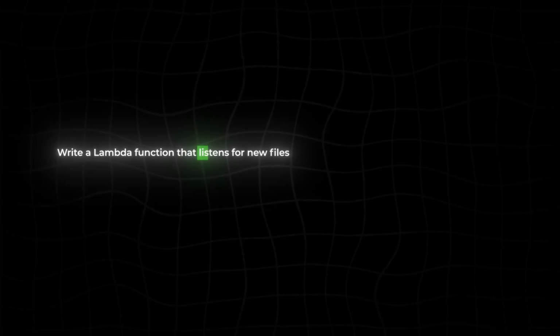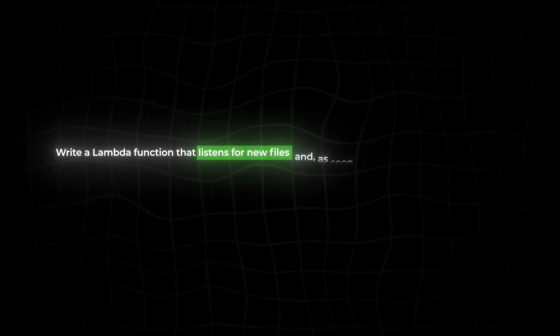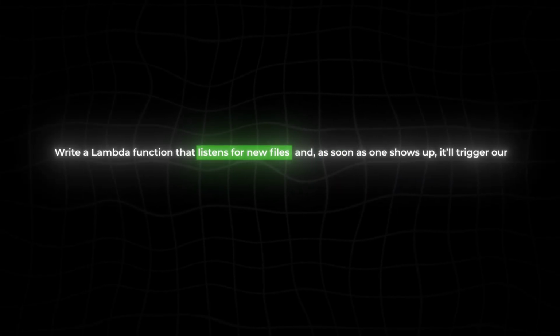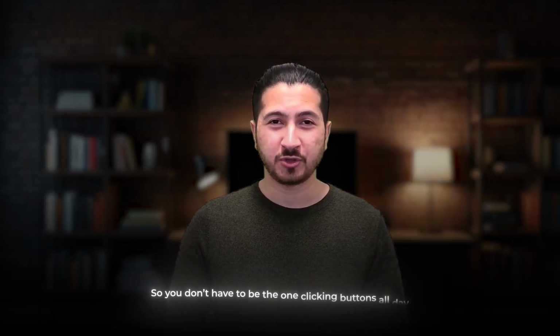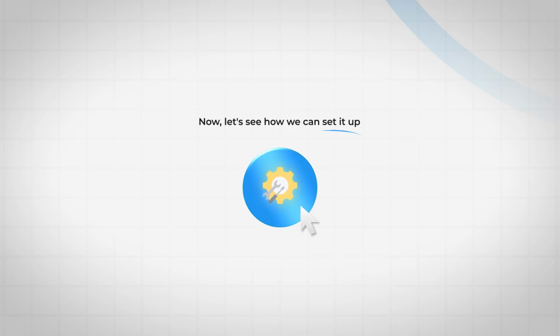So what we're planning to do in this video is to write a Lambda function that listens for new files, and as soon as one shows up, it'll trigger our Glue ETL job to process it. This is a super common setup in data workflows and helps automate everything so you don't have to be the one clicking buttons all day. Now, let's see how we can set it up.